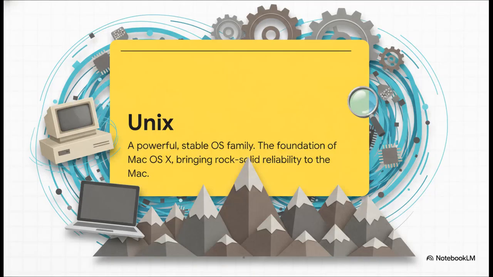So what is this Unix thing anyway? Well, to put it simply, it's an industrial-strength operating system family. It's famous for its power and stability. For decades, it was the stuff running the world's most critical servers and workstations. So by building macOS X on Unix, Apple essentially gave the friendly, easy-to-use Mac the engine of a supercar. It was truly the best of both worlds. User-friendly on the outside, but unbelievably powerful and secure deep down inside.